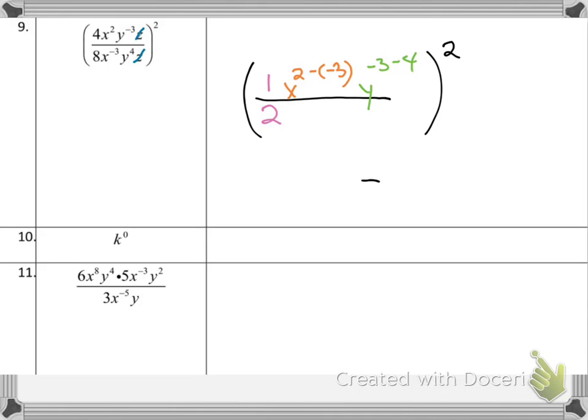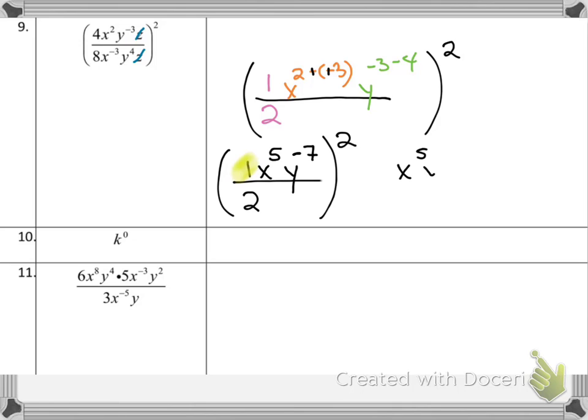So let's simplify our exponents. So we still have 1 over 2, and then we have 2 minus negative 3. Minus a negative becomes plus a positive, so we end up with x to the 5th power. Then we have negative 3 minus 4. That gives us negative 7. And again, everything is still being squared. Notice that we don't really need this 1 here. The 1 is kind of extra. If you want to keep it there, you can, but again, it's really not necessary.